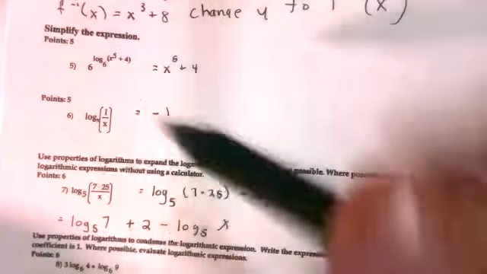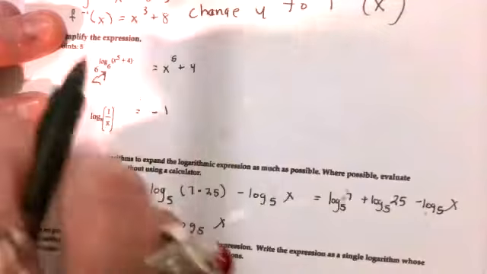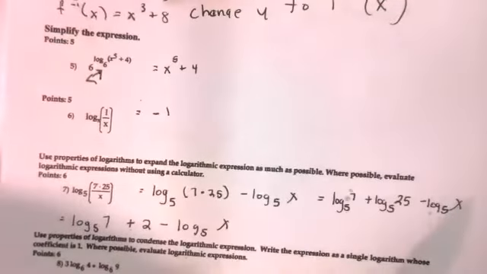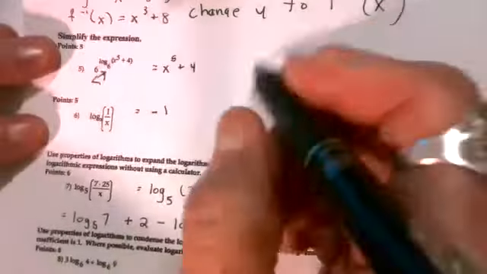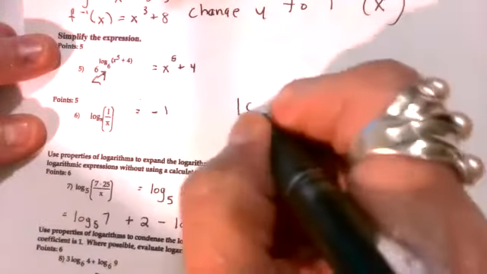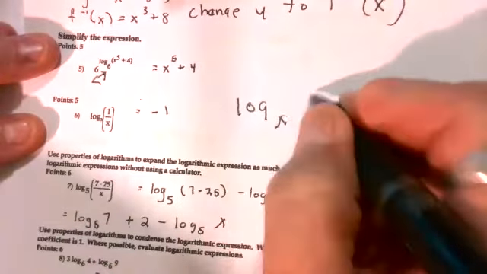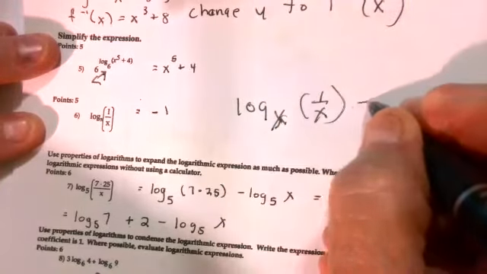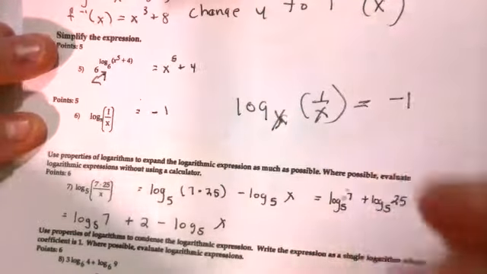Remember that if these two numbers are the same, then this just undoes this, and the answer is whatever's up in the exponent. And I think we already talked about that log base x of 1 over x is just equal to -1.